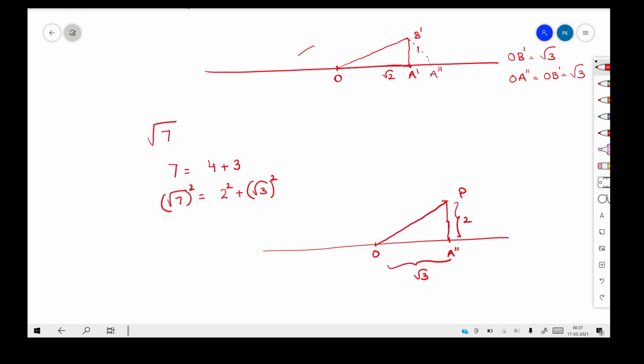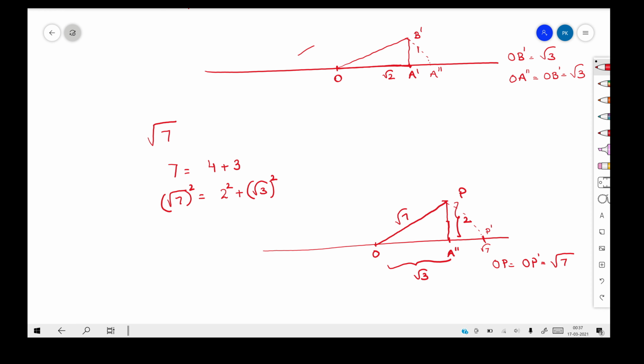Now in this case OP is equal to under root 7, and then again we'll take a compass and find the point under root 7. Let's call this P dash. Now OP is equal to OP dash, which is equal to under root 7. So this is the representation of irrational numbers on the number line. This completes our chapter 1.